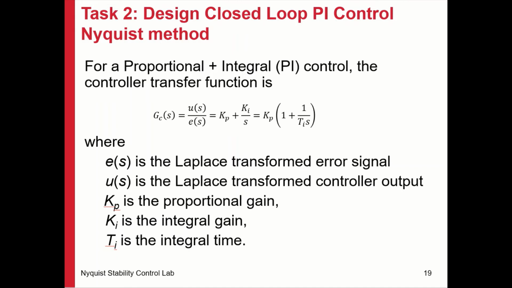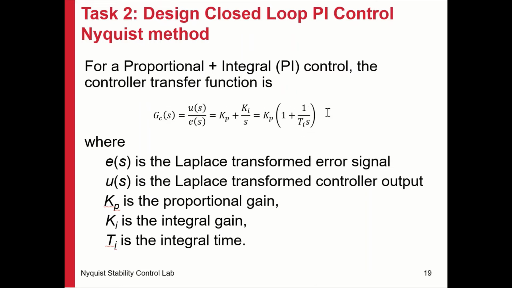Right, so this is task 2 now, the design of the closed loop PI control system using the Nyquist method. We're having a proportional plus integral controller, which is classically given by Kp plus Ki over s. But in Nyquist, when you want one parameter to change, we have to take the Kp out as a common factor and write it as Kp, open brackets, 1 plus 1 over TIs. This is a fairly standard format for a PI control.